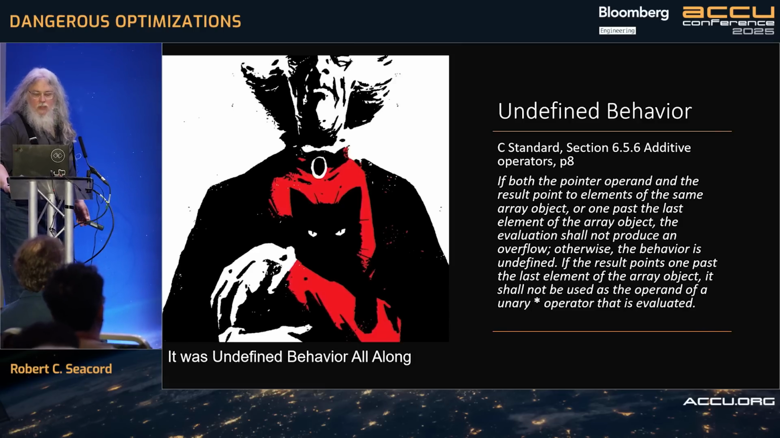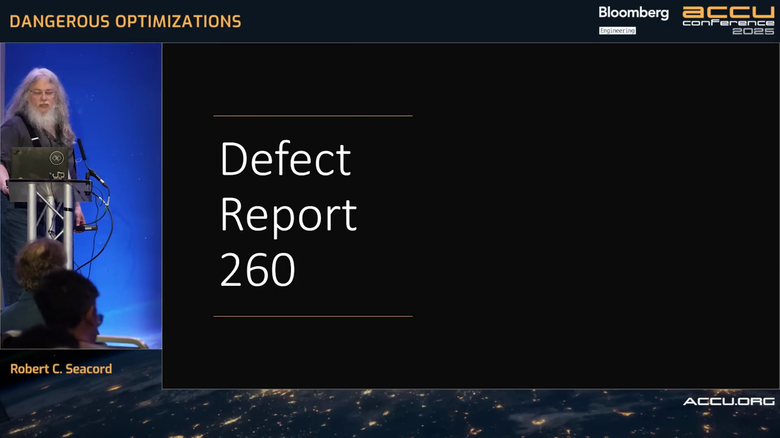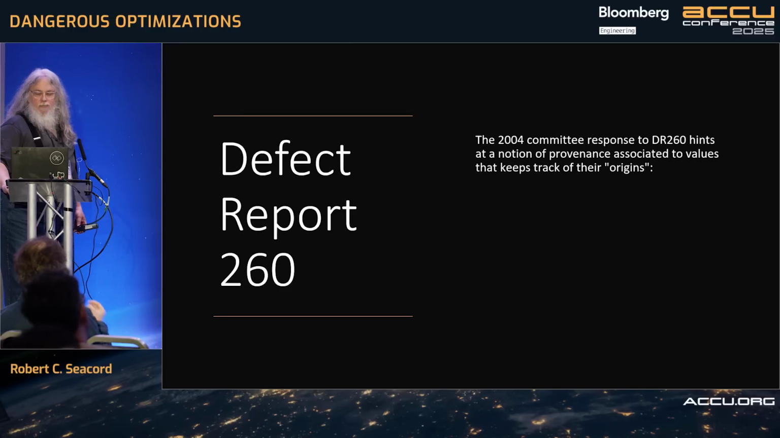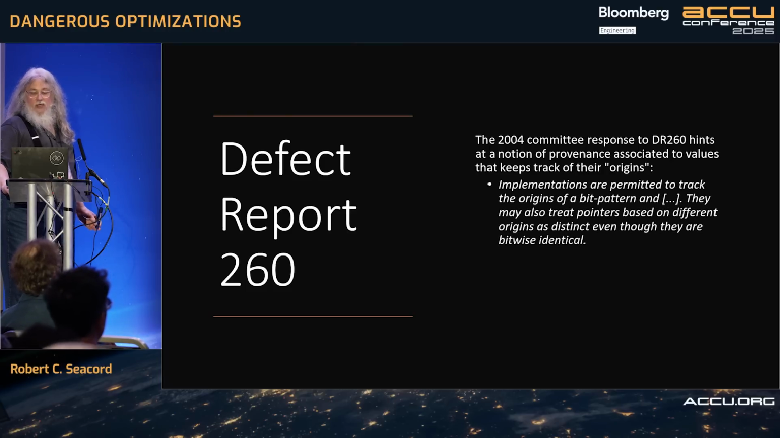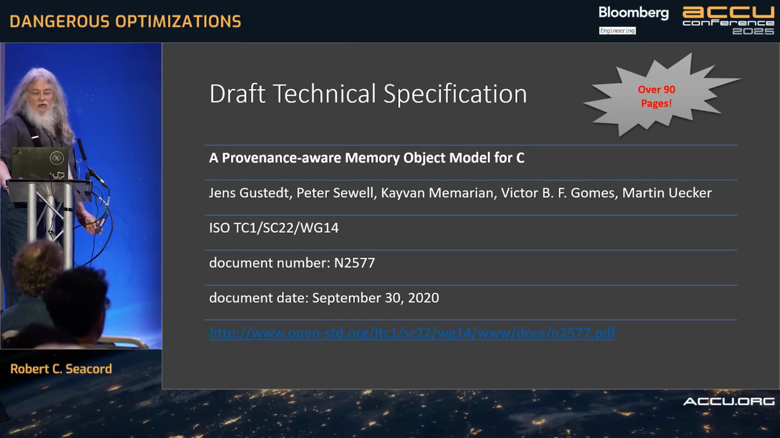So this is, again, the same thing I showed you before with pointers and adding pointers. We had a defect report to the committee that hinted at the notion of provenance associated to values that keep track of their origins. We put a response into this, but it never got incorporated into the standard. So it sort of became vague, weird stuff.